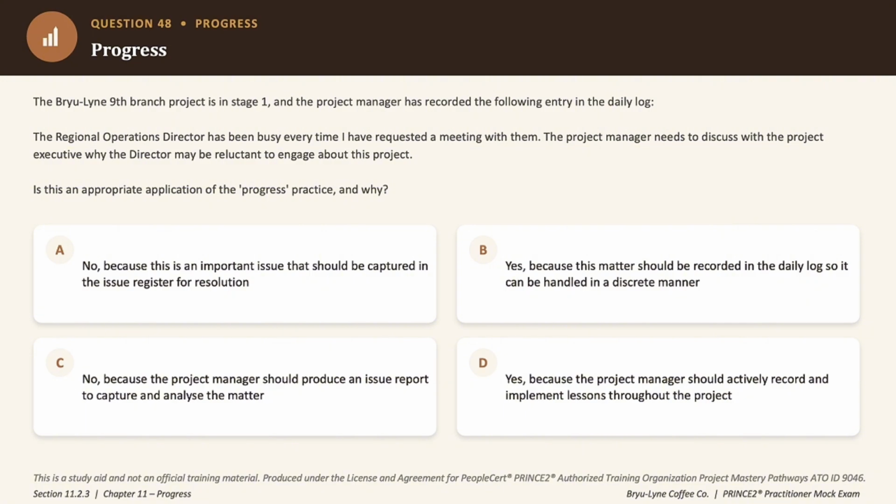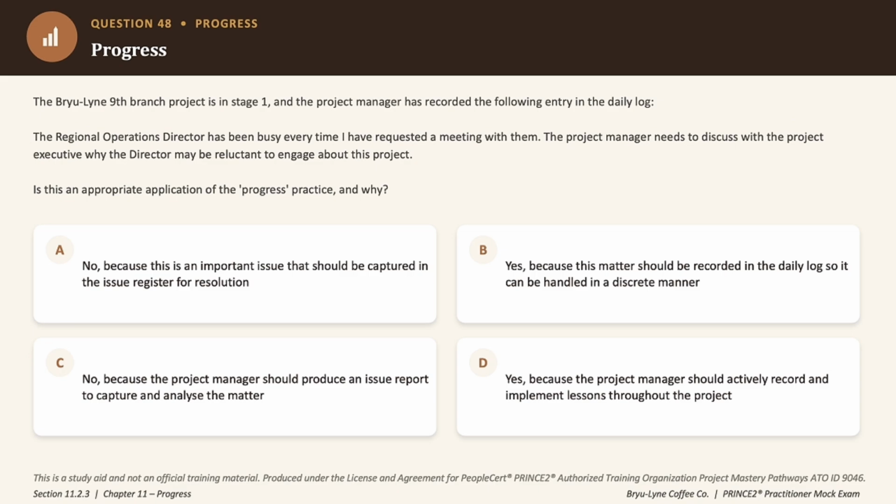So the project manager notes in the daily log that the regional operations director keeps being too busy for meetings and wants to quietly raise this with the project executive. So the question is, is this an appropriate application for the progress practice and why? Now the question here assumes that the regional operations director is someone very senior in the program level or the portfolio level, let's say. However, he or she is not the project executive. So let's look at the answer choices one by one.